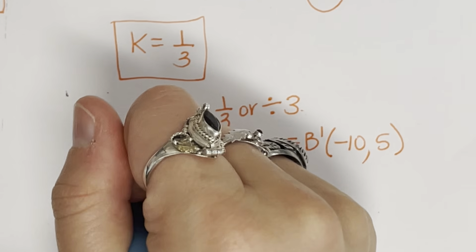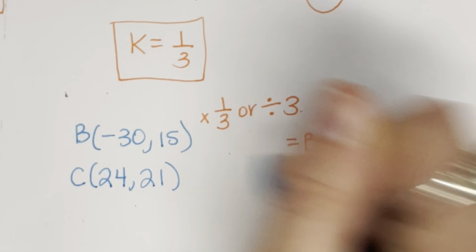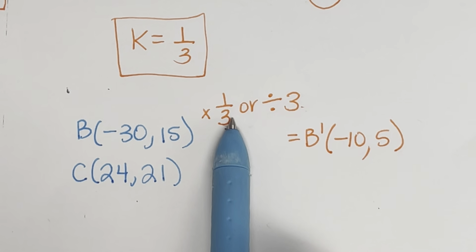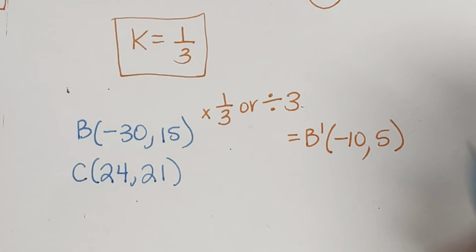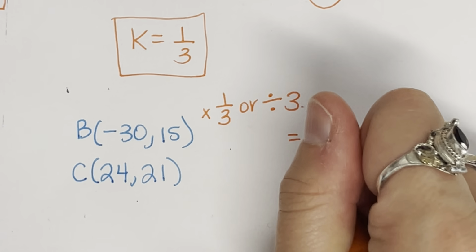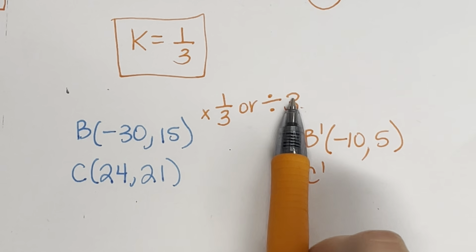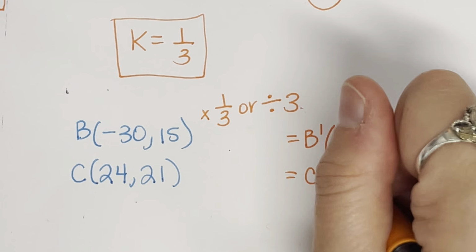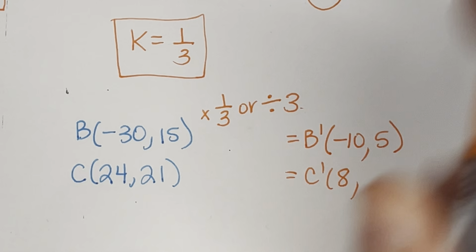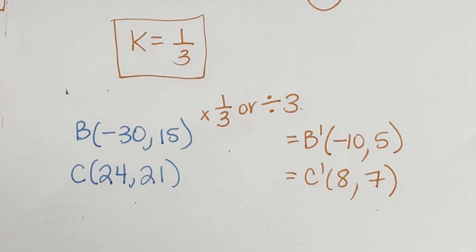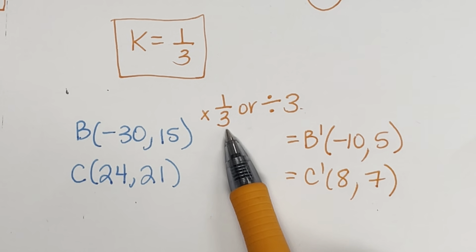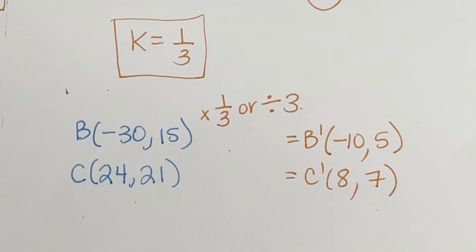My C point was 24, 21. Again, I'm going to multiply by 1/3, or I can divide by 3, get the same answer. So my C prime is 24 divided by 3 gives me 8. 21 divided by 3 gives me 7. So multiplying times 1/3 is the same as dividing by 3.